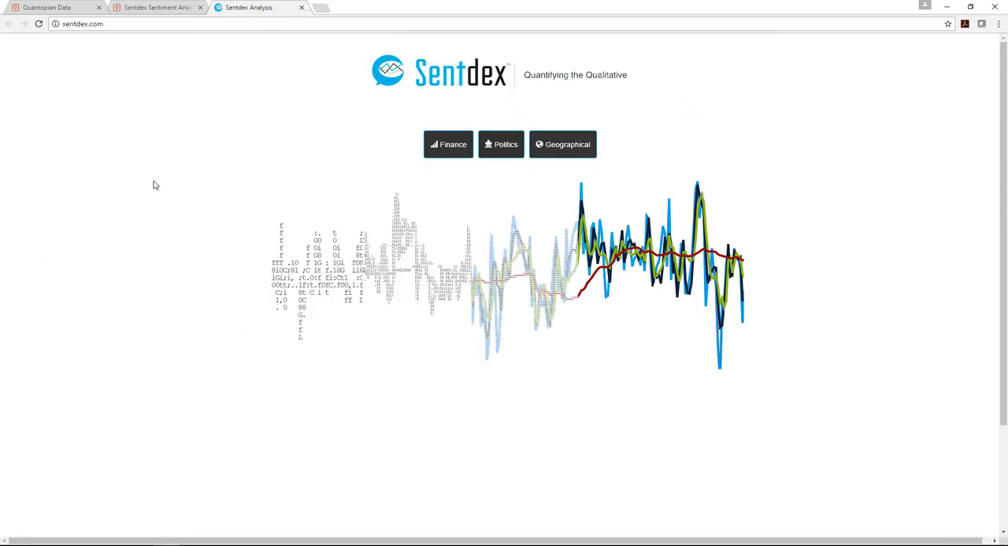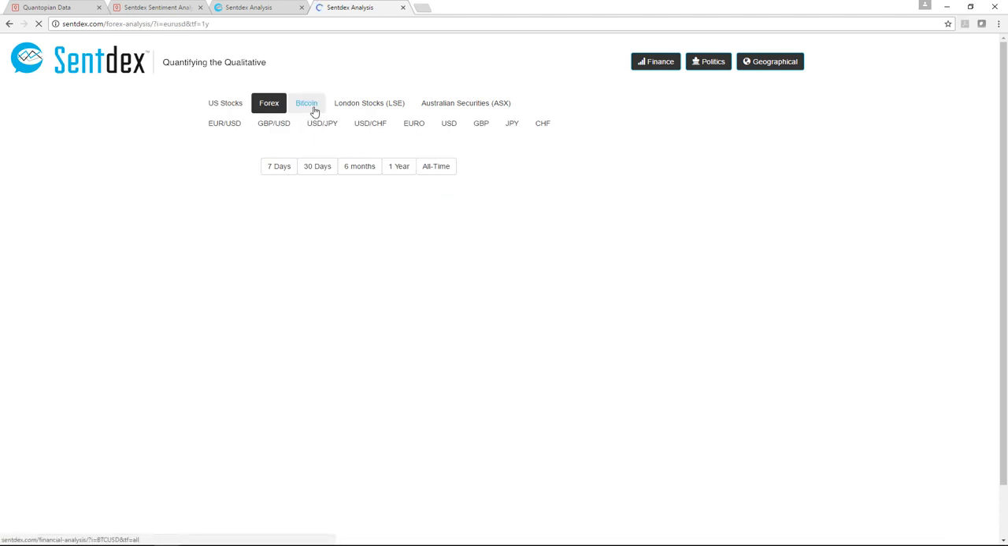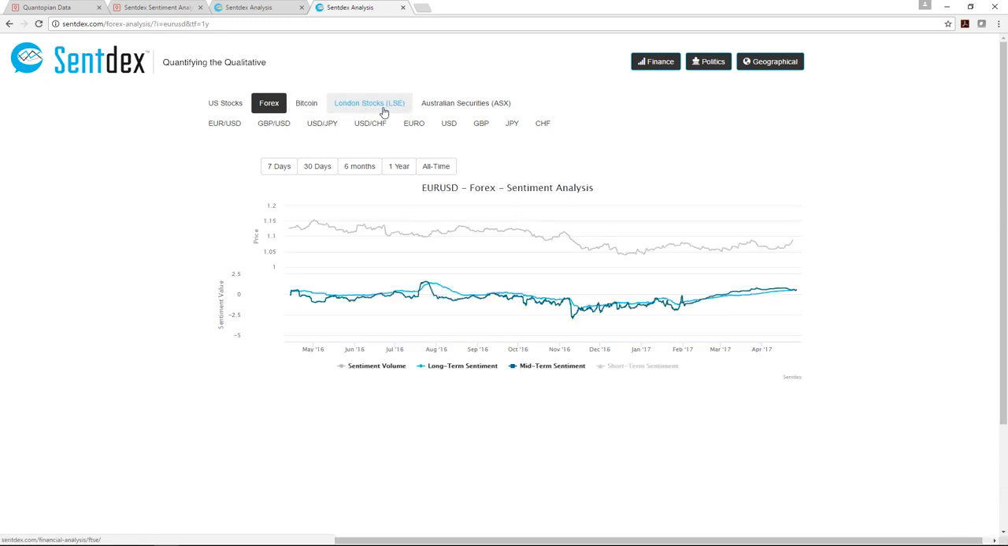So this is Sentdex. The finance portion is what we are looking at. The algorithm also applies to politics and geography as well, but for now we just want to focus on the finance portion of it. They provide sentiment analysis on stocks, on Forex, and on Bitcoin. Under Forex, you can pull out the euro dollar. It takes a while to load up here. And you can look up Bitcoin, London stocks, as well as Australian securities.